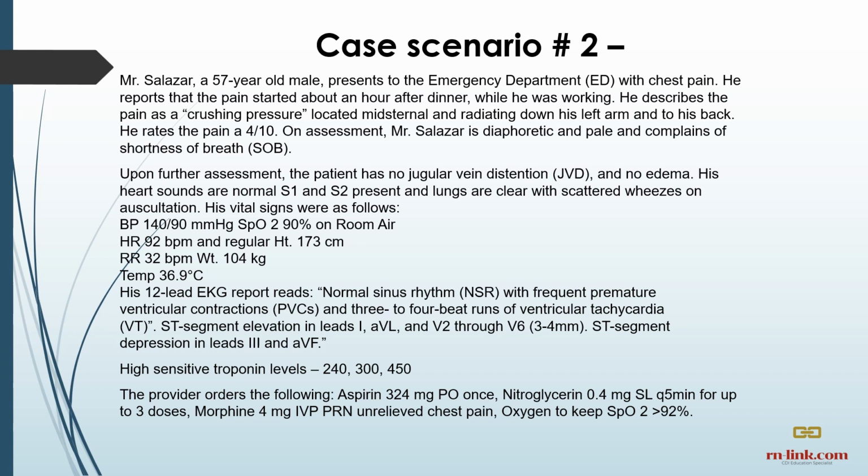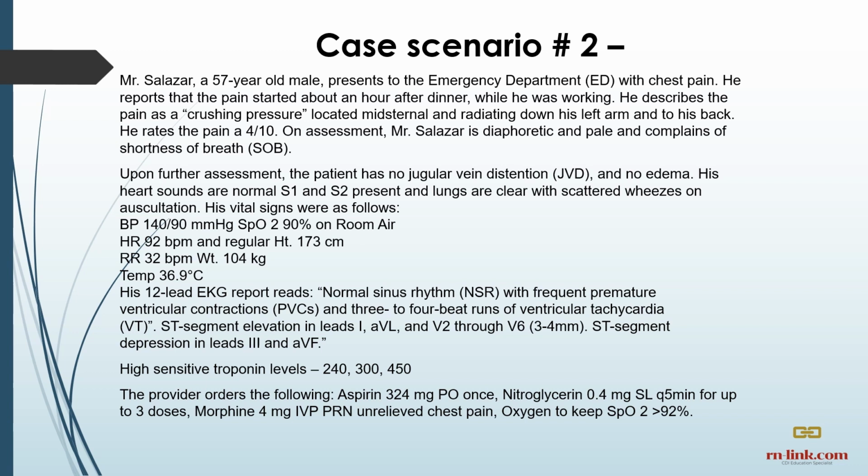His 12-lead EKG report reads, normal sinus rhythm with frequent premature ventricular contractions and 3 to 4 beat runs of ventricular tachycardia. ST segment elevation in leads 1, AVL, and V2 through V6, 3 to 4 mm. ST segment depression in leads 3 and AVF. High sensitive troponin levels, 240, 300, 450.